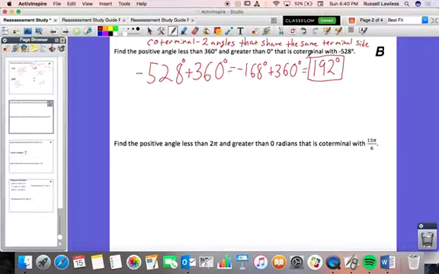So let's look at this next one. We're looking at the positive angle that's less than 2 pi and greater than 0 radians.